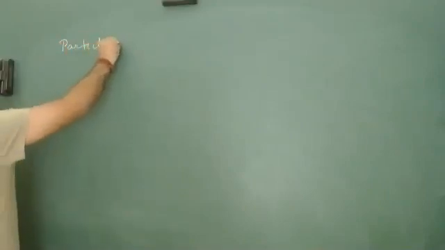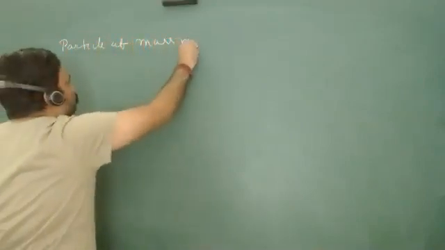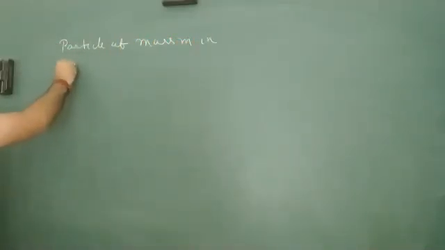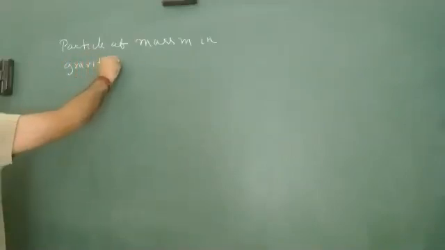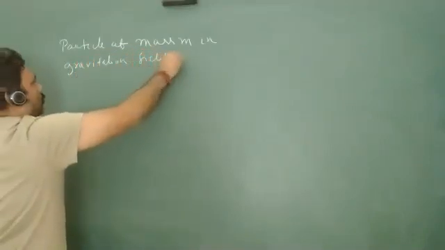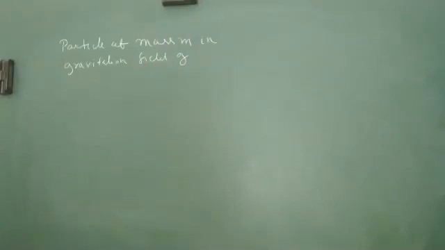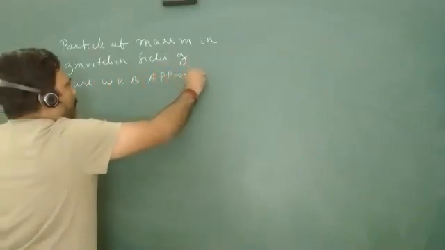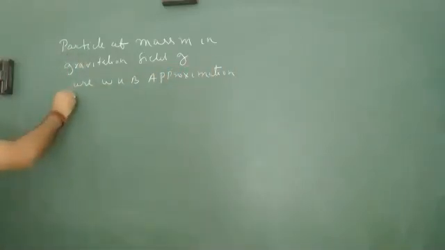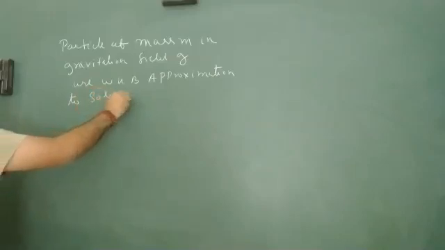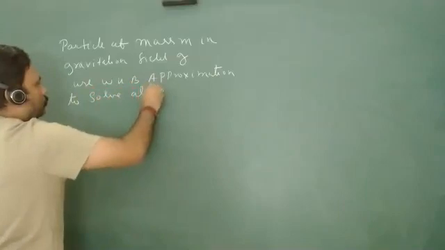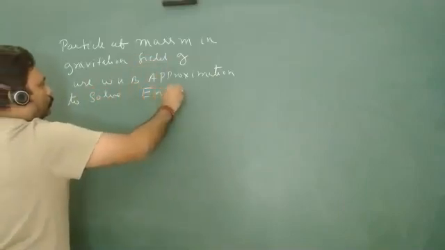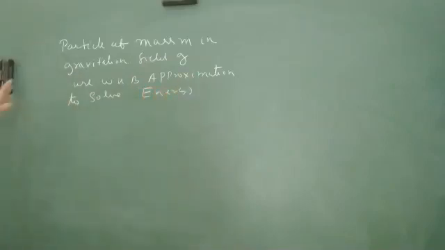A particle of mass m in a gravitational potential, gravitational field g. So I am taking this kind of situation. So how will you approach? Use the WKB approximation to solve for the allowed values of energy.